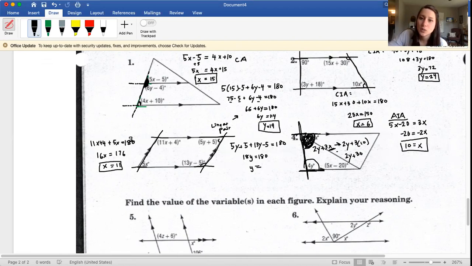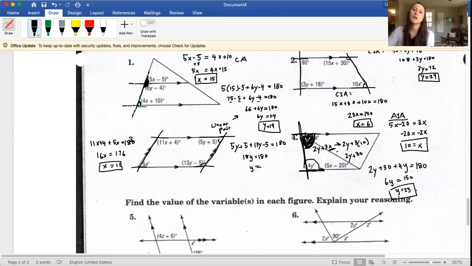So the relationship between these two angles, consecutive interior angles, tells me when I add them up, it equals 180. So 2y plus 30 plus 4y equals 180. So now I can work this out. 6y equals 150. I'm kind of working some of this in my head. And when I divide by 6 on both sides, this equals 25. So y equals 25. So be careful. Think through the visual of what's going on and if it makes sense, if you're looking at the right angles, okay?